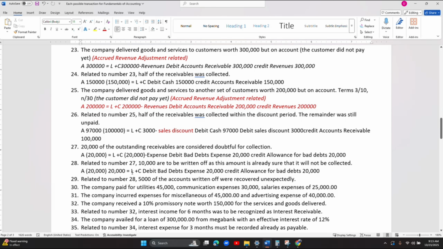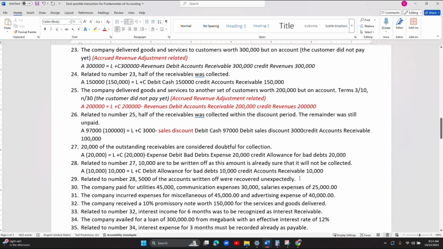So this is the full transaction analysis on A is equal to L plus C related to number 28. And what will be the entry? The entry would be, since the allowance for doubtful accounts has a credit normal balance and you want to erase it, debit allowance for bad debts 10,000. I'm sorry, on number 28, it should be 10,000 only. And then the credit is, of course, the accounts receivable 10,000. That's it. Alright? So that's number 28. Now let's go to number 29.